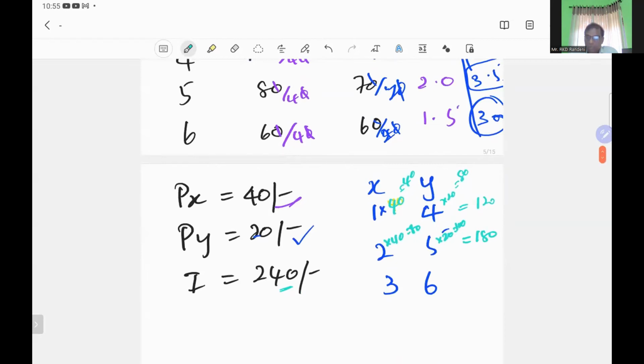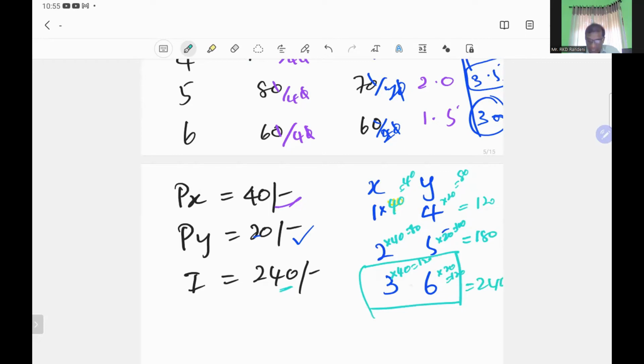No, that is not the utility maximization commodity bundle. Here 40, that is 120. Here 20, that is 120. 120 plus 120 is 240. This is the equilibrium commodity bundle.